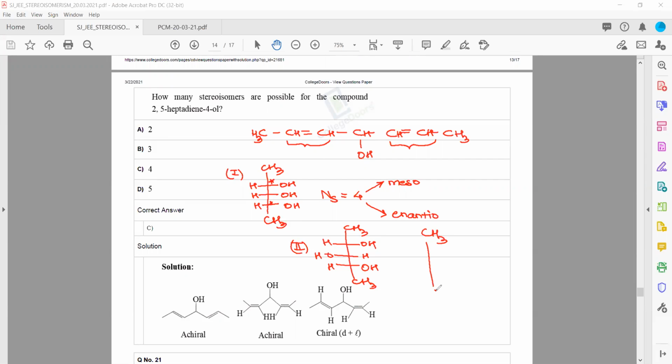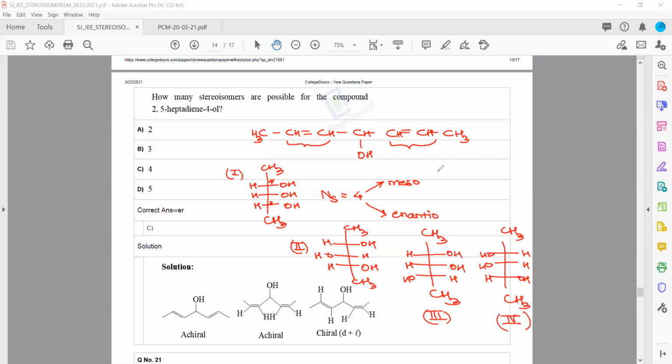And in the next arrangement, I can have two OH on one side and one OH on the opposite side. So let's say I keep two on the right and one on the left. This is different from the first two, and I can have the mirror image of this, which will be non-superimposable, and it will be the pair of enantiomers. Correct? These are the four compounds, right?